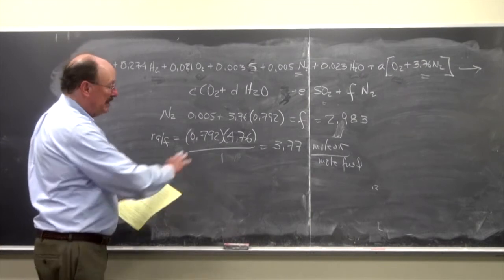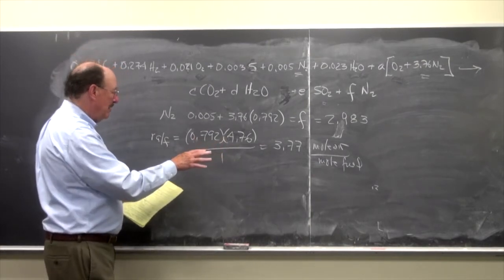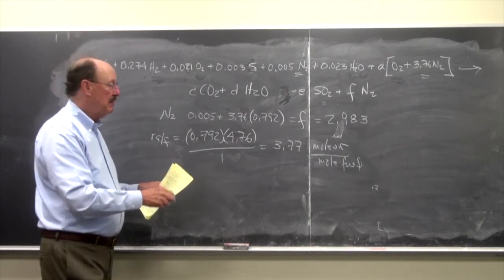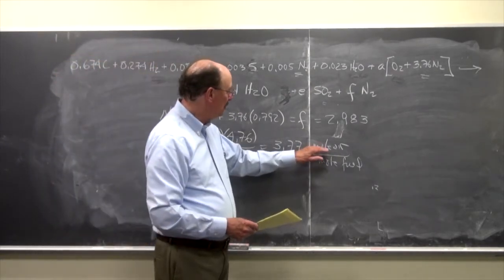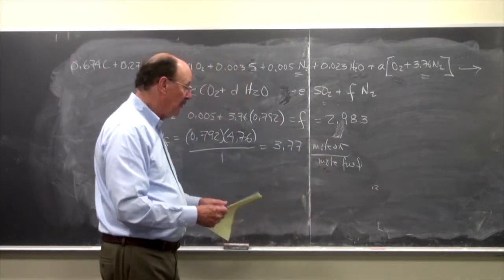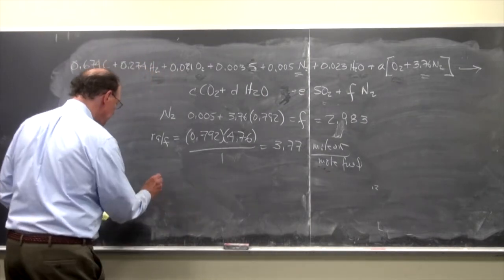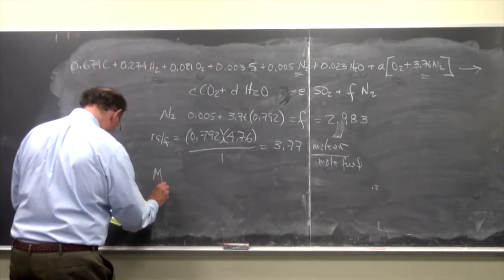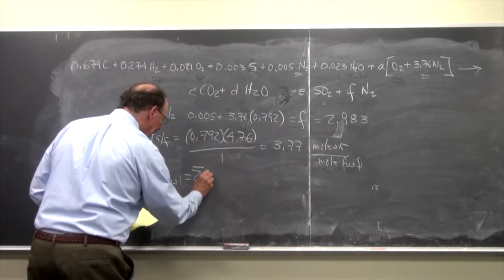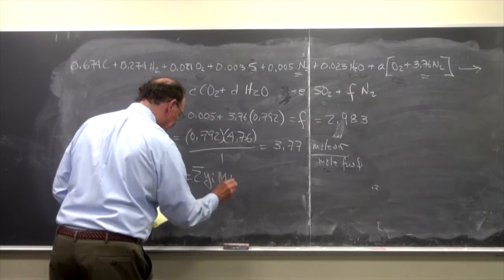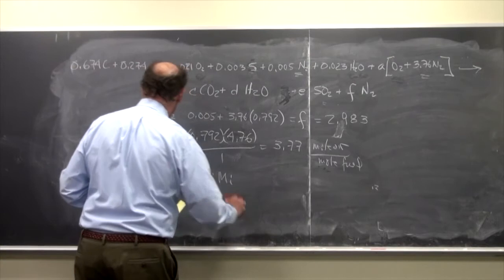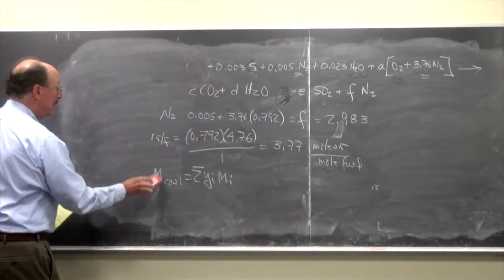This is fine, but what's more interesting is the mass basis, so we need to find the molecular weight of the fuel. We know the molecular weight of the air, 28.97. We need the molecular weight of the fuel. That's the sum of the YI, the molecular weight of the coal is equal to the sum of the YI MI. So I will write all this out. That's what we have to find next.